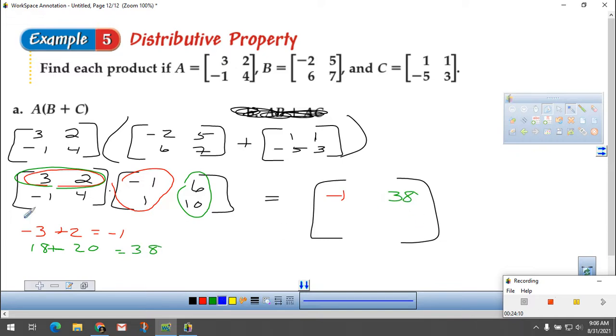Alright, now we can move on to the second row. Back to the first column. Negative 1 times negative 1 is 1. 4 times 1 is 4. 1 plus 4 is 5.